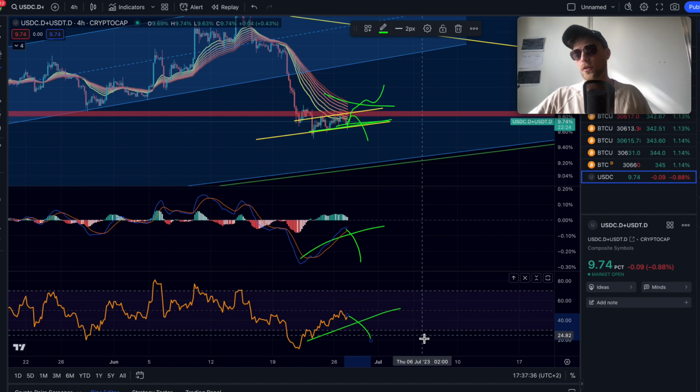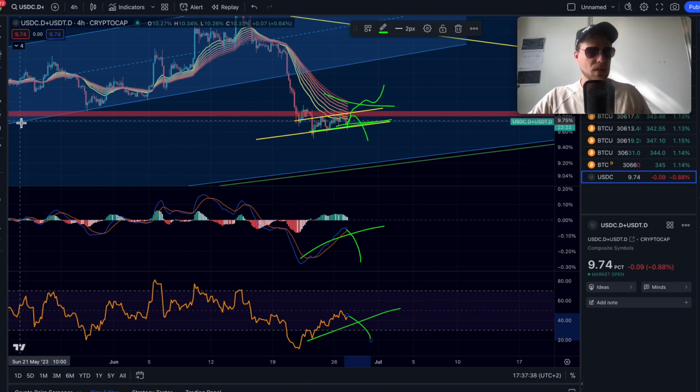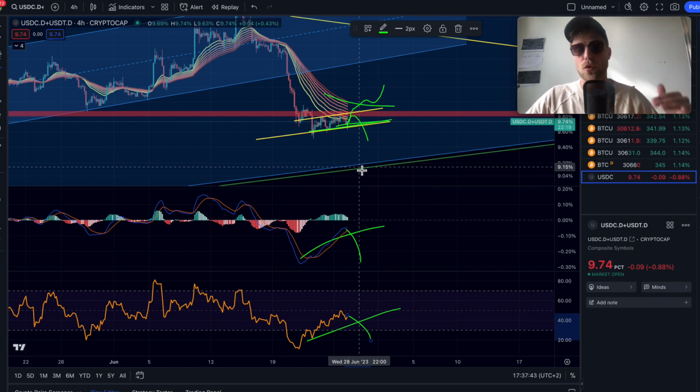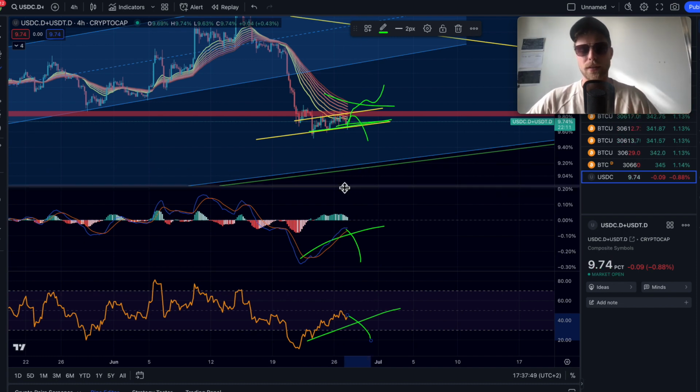How high is that push going to be? Well, this is not a big drop, but it is enough to bring Bitcoin to $34,000. A small move in this chart can be a big move in Bitcoin.